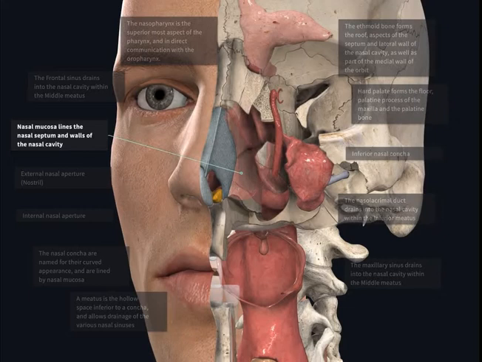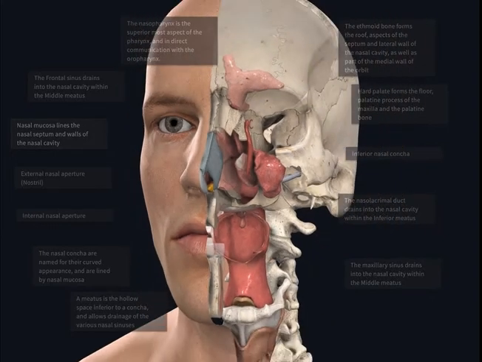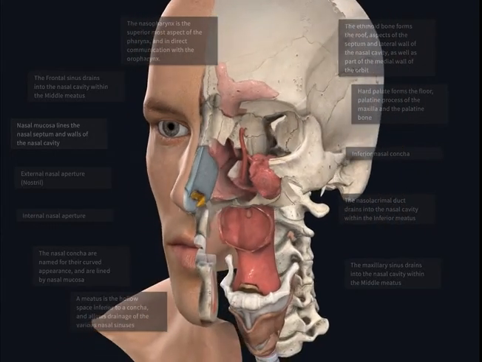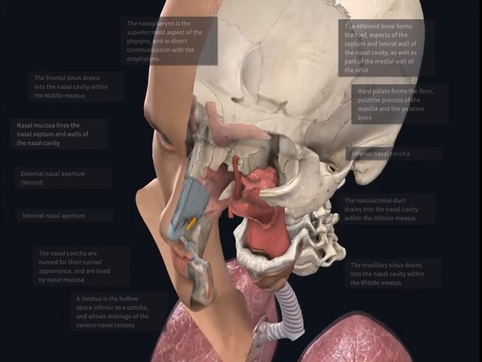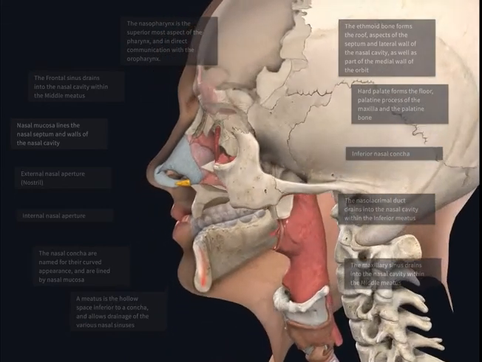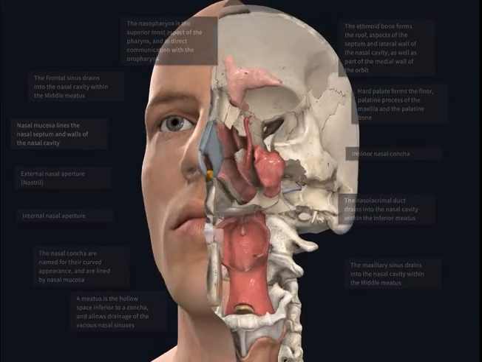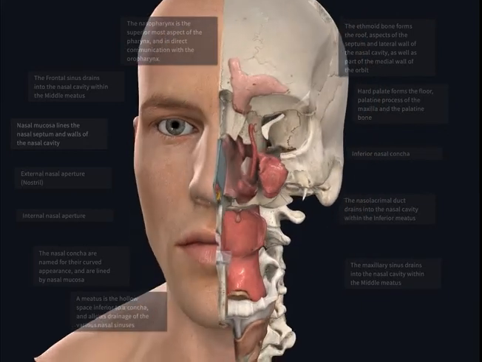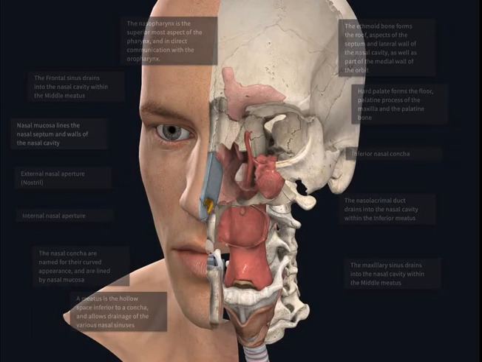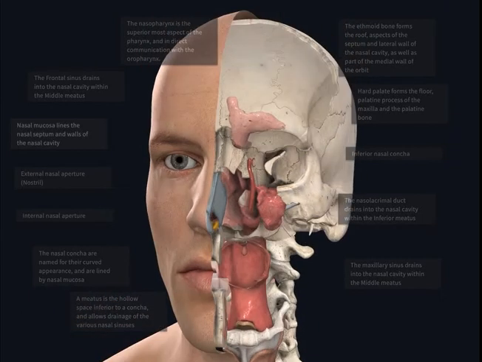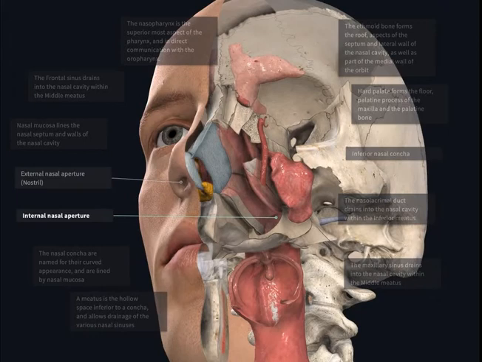Now that nasal mucosa is also going to be in open communication with the air sinus cavities within our head, which are going to help lighten the skull and allow for resonation of sound, and also assist with the humidifying of that air before it reaches our lungs. So let's first take a closer look at some of the other boundaries of this space in addition to the external and internal nasal apertures.